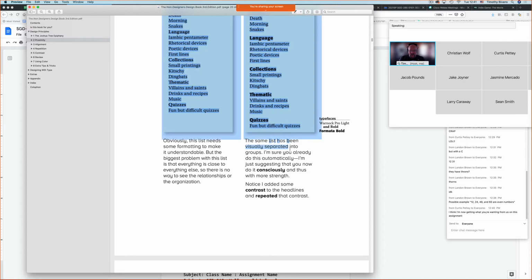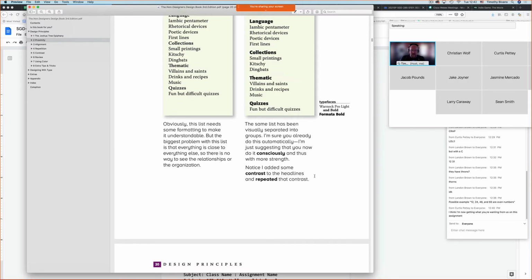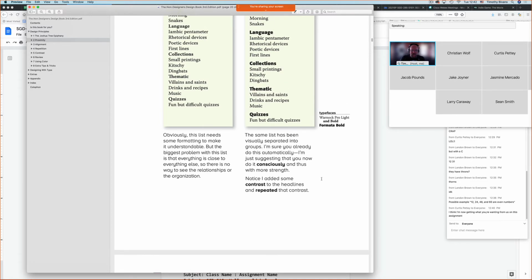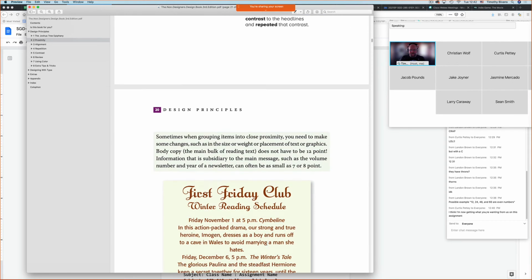So here he says the same list has been visually separated into groups. I'm sure you already do this automatically. I'm just suggesting that you now do it consciously and thus with more strength, right? Notice I added some contrast to the headlines and repeated that contrast. So he's already using the other elements, right? Because he can't not do that, right? But we're focusing on the proximity right here, and he's created that by putting space between the different elements. All right.